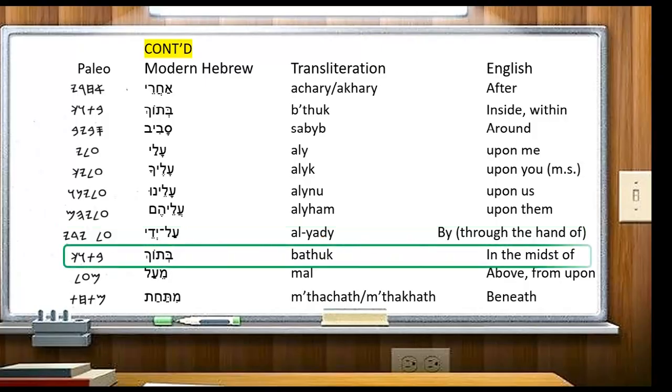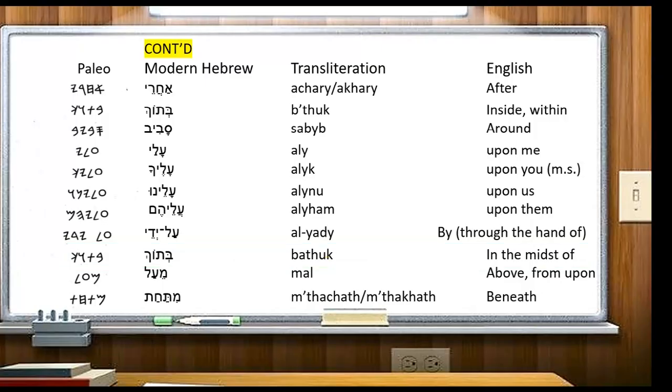Continue. In the midst of, which is pretty much the same as using inside and within. Still, of course, being carried by the beith or baith. So bathuk remains the same here. Bathuk.